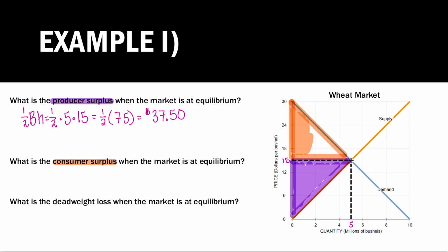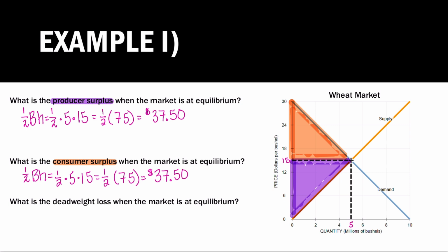So it's the area shaded on top. Which is still a triangle. So 1/2 base times height. So 30 minus 15 gives us our height. So 1/2 times 5 times 15. It's going to be 1/2 times 75, which is 37.50.